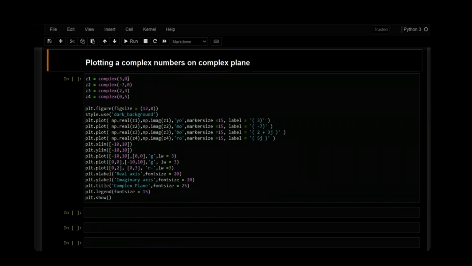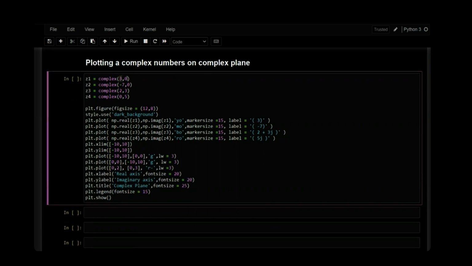Now, let us plot some complex numbers on a complex plane. What is a complex plane? We will see in a moment. These are 4 complex numbers. The first number, 3 plus 0j, has only a real part and an imaginary part of 0. The second number has a negative real part and an imaginary part of 0. The third number has both a real and an imaginary part, and the fourth number has only an imaginary part. Let us run this cell to see how they are plotted on the complex plane.